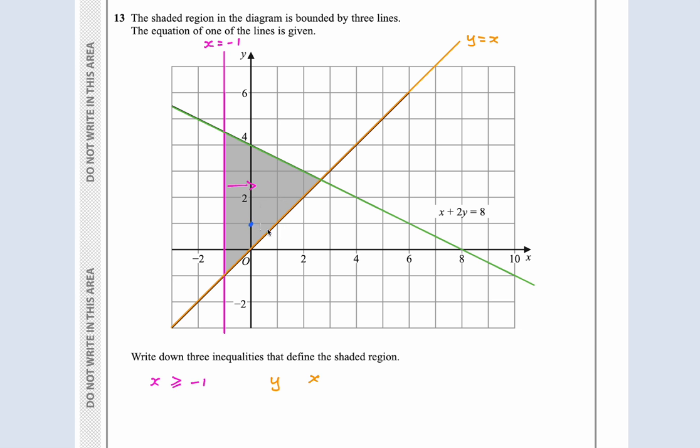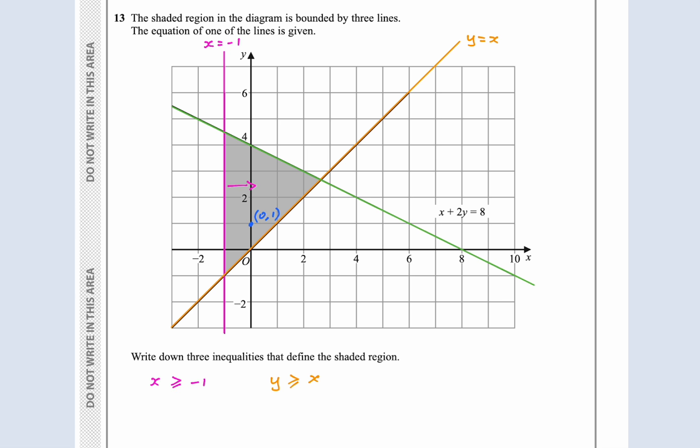Is, at this point, y greater than x? Well, this point is (0, 1). Is the y bigger than the x? Yes, the y is bigger than the x. So I'm going to say the region I want is where the y is bigger than the x. So I put y is greater than x.